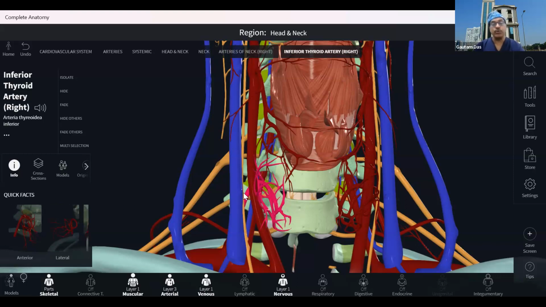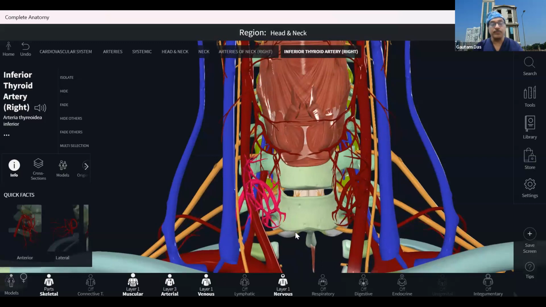But fortunately, when we are doing the ultrasound, we can identify all these structures. So before giving the stellate ganglion block, you must be aware of all these blood vessels: vertebral artery and vein, and inferior thyroid artery. Apart from that, the carotid artery is also there, the jugular vein is also there. So you have to take care of that.